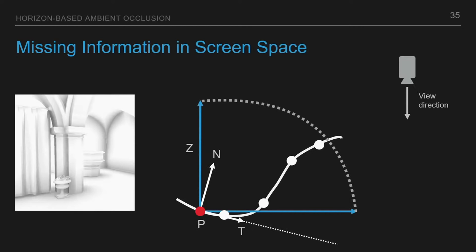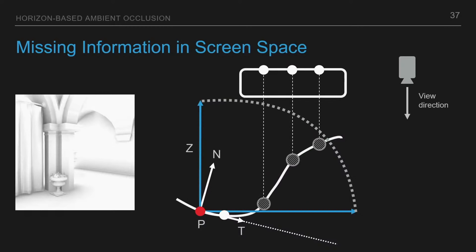Well, suppose we have a similar situation as before, with this vector being the vector with the largest angle. But now we put a wall, or in this case a pillar, in front of it. Then the situation changes slightly. This wall now occludes the geometry behind it, and with only the information in the depth buffer, we wouldn't really know what kind of geometry was behind this pillar.